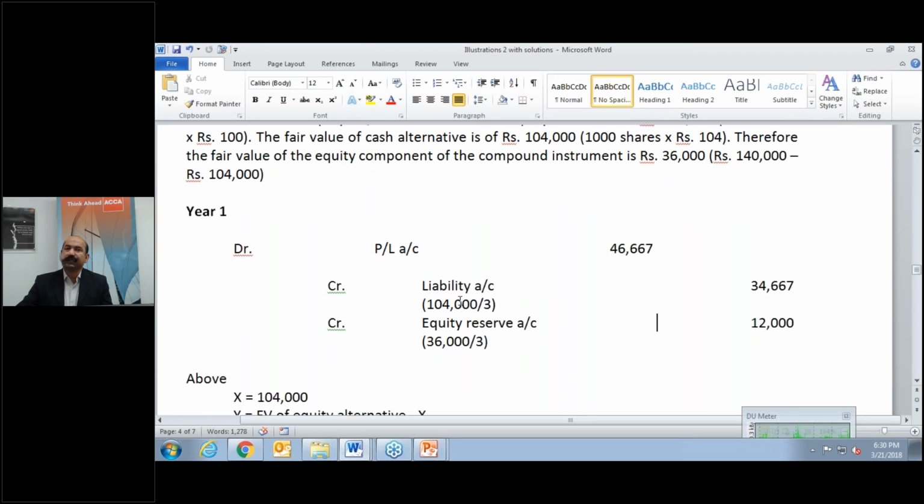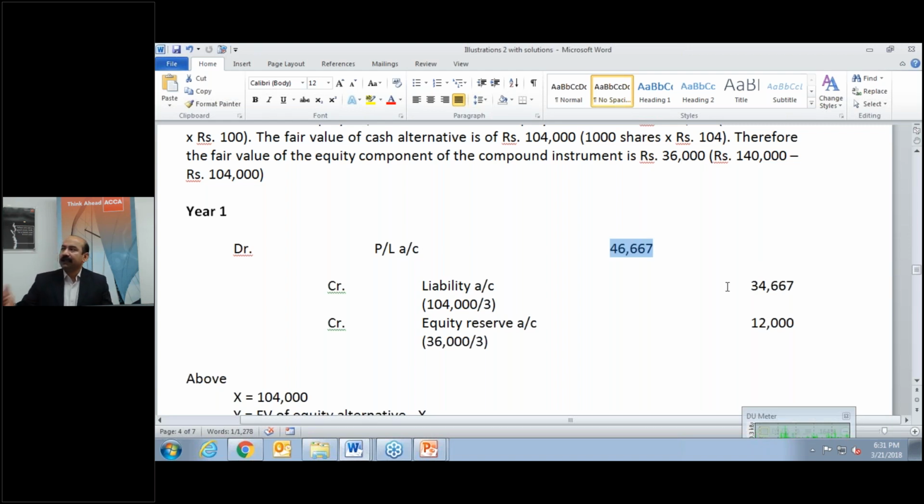$36,000 and 104. This is the cumulative figure. But because this is the first year, we divided it by 3 and 3 to calculate the amount to be credited over here in the first year. So this is simply the sum of these two figures. I hope it should be clear.